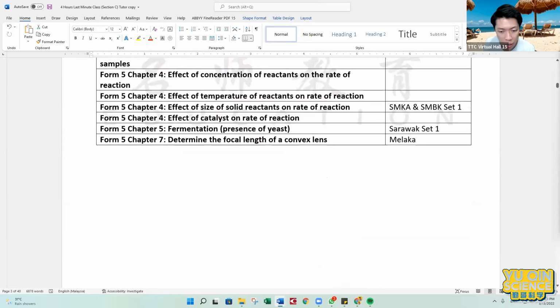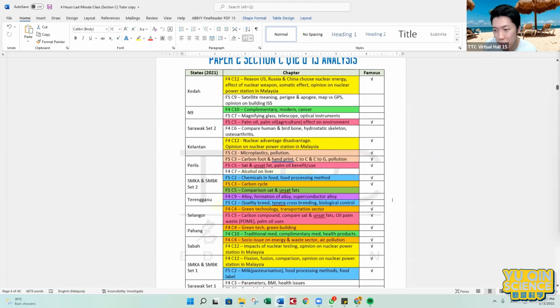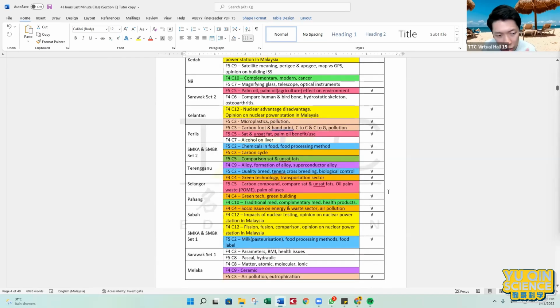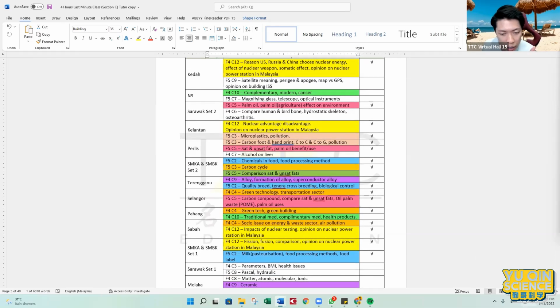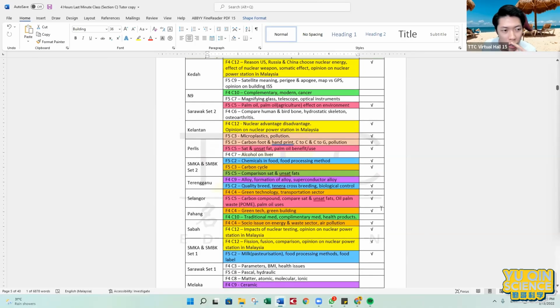Okay, then this, don't worry, I don't think you can see properly with all the highlighting. This was initially for my own view, to roughly know what's going on. These are the analysis for question 12 and 13. And I realize that quite a lot of states repeat the same kind of topic.